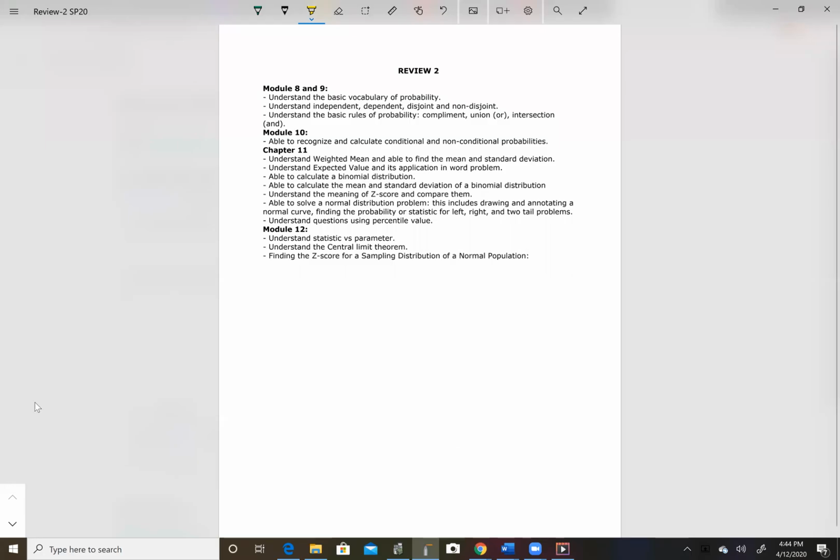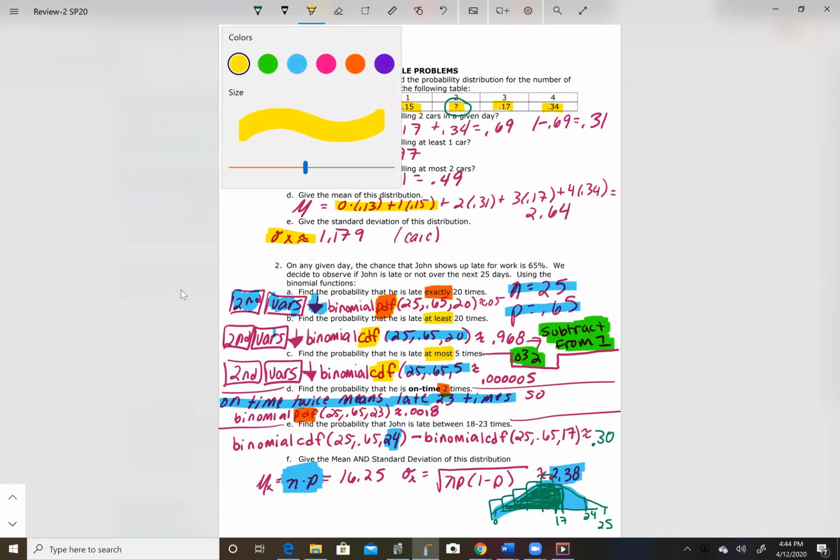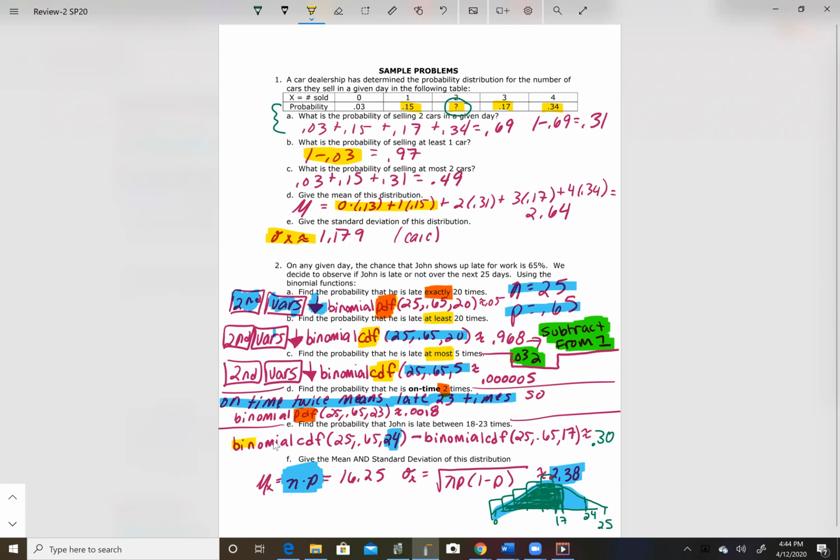All right, so there's a couple of things that I wanted to go over with you. The first one is on number 2E, the equation I have here is correct.